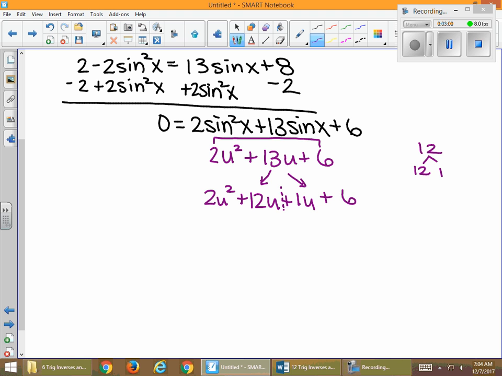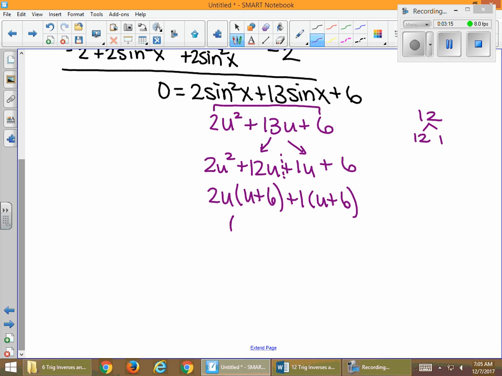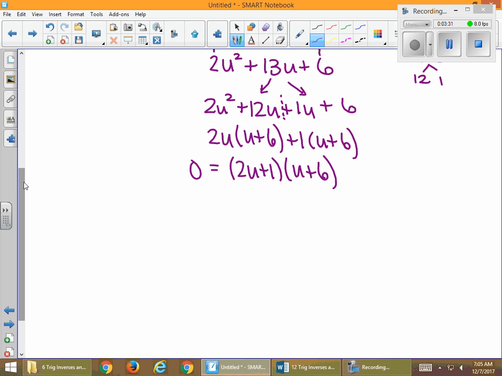And then I can cut it in half and factor by grouping. So here I can take out a 2u, and I can take out just a 1. It's just a placeholder. And then my factors are 2u plus 1 and u plus 6. That's all equal to 0, of course, all the way down there. If you want to go ahead and solve for u before you substitute back in, that's absolutely fine.